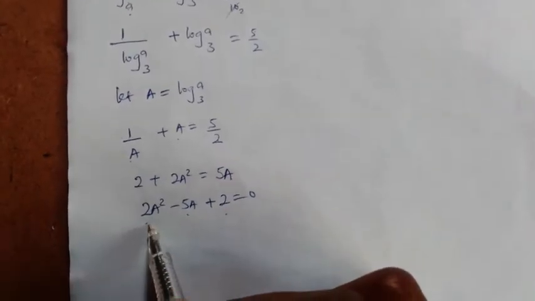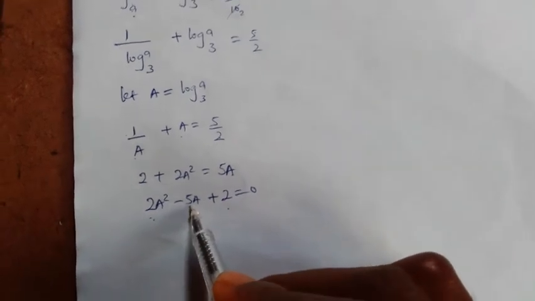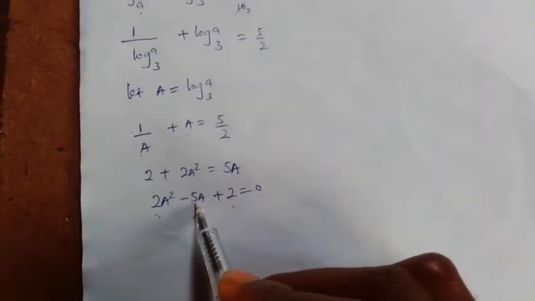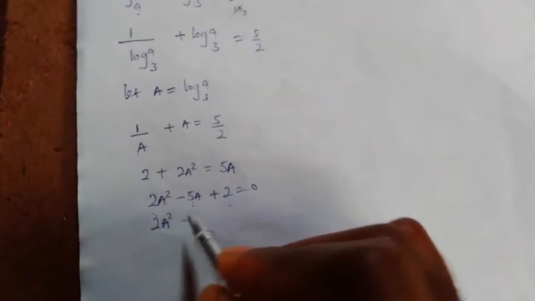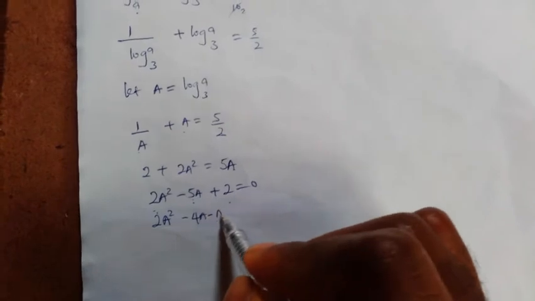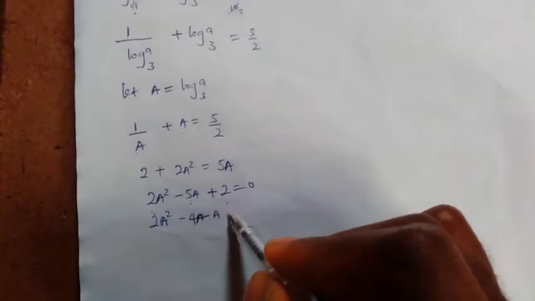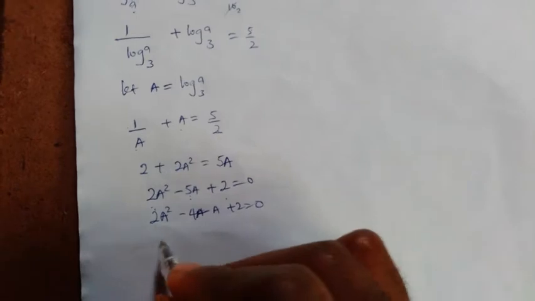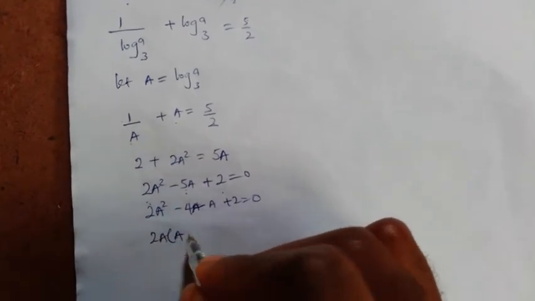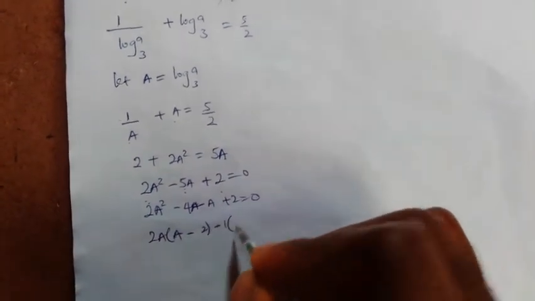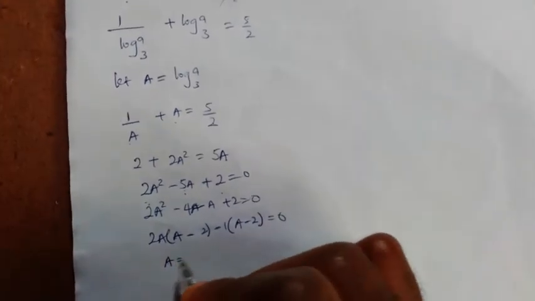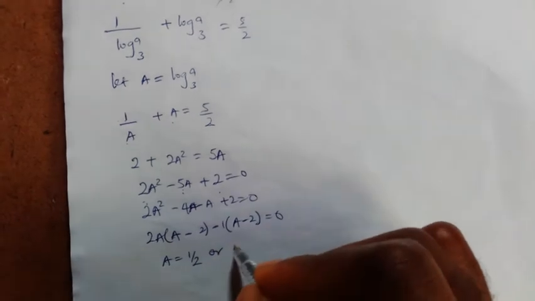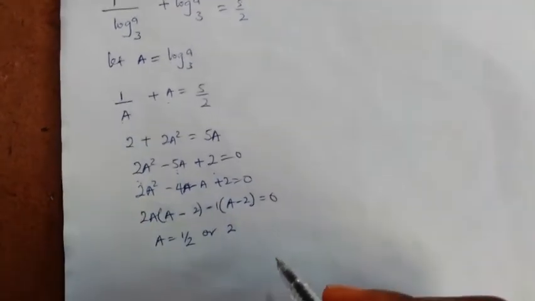Now, 2 times 2 gives us 4, and the middle term is minus 5. What numbers will I add to get minus 5, and multiply to get plus 4? That's minus 4 and minus 1. So 2A squared minus 4A minus A plus 2 equals 0. 2A common, what remains is A minus 2. Minus 1 is common here, A minus 2 equals 0. In which case A equals 1 over 2, or A equals 2, after solving this completely.